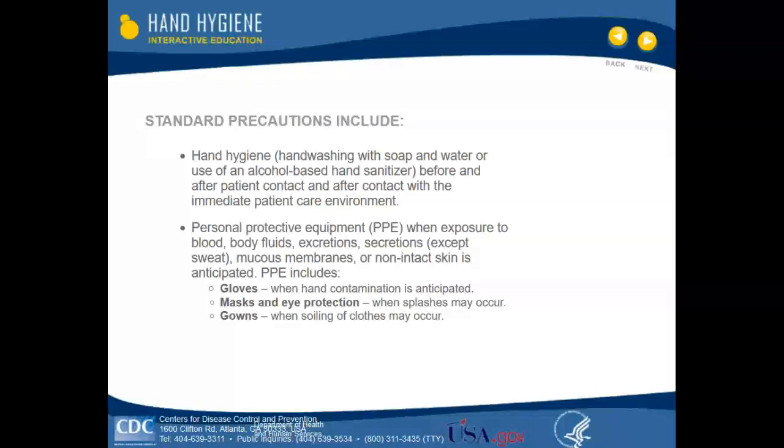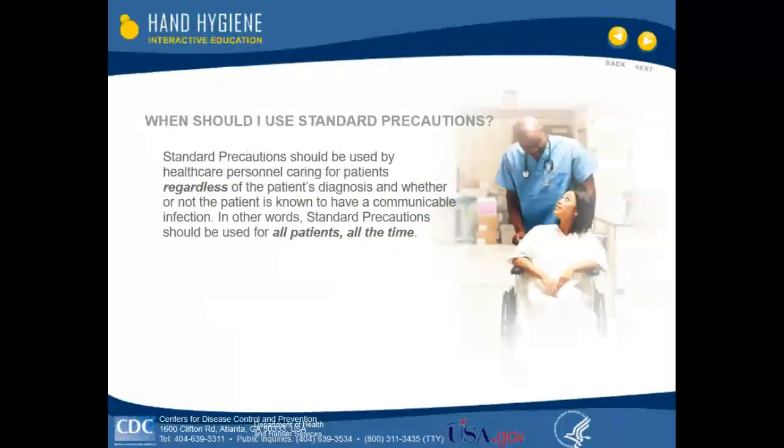Gloves are used when hand contamination is anticipated. Masks and gowns, or mask and eye protection, are used when splashes may occur, and gowns when soiling of clothes may occur. Standard precautions should be used by healthcare personnel caring for patients regardless of the patient's diagnosis and whether or not the patient is known to have a communicable infection. In other words, standard precautions should be used for all patients all of the time.